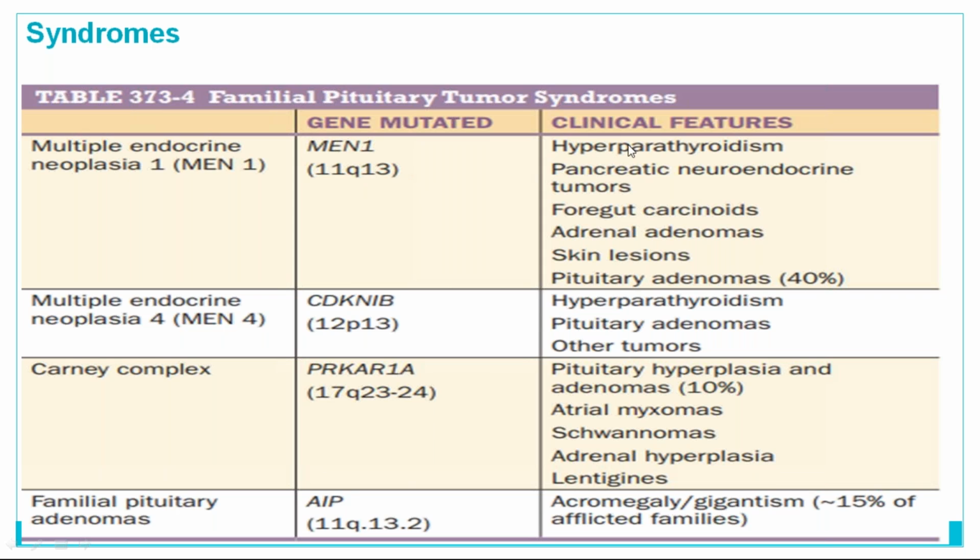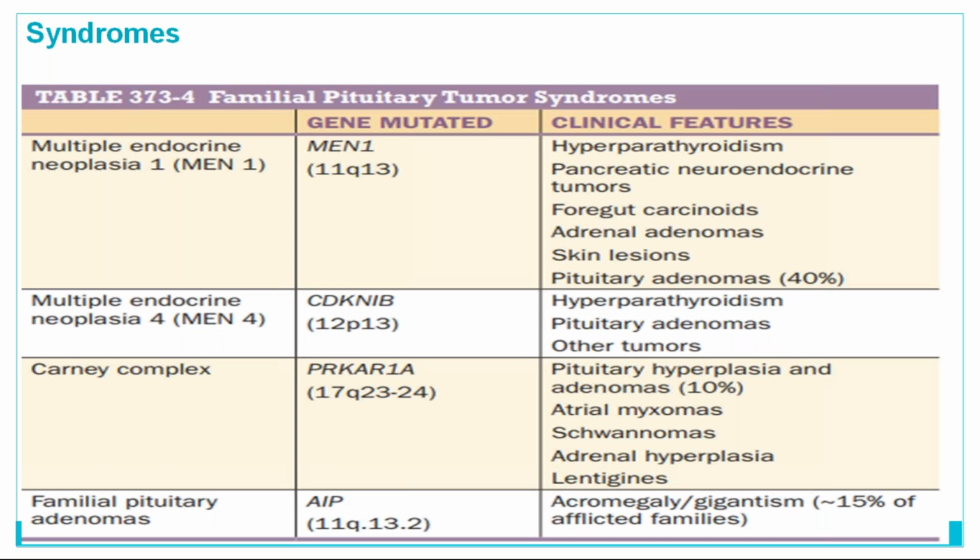Okay. What are the clinical features? What is the triad in MEN1? Can someone answer? MEN1, what are the 3 characteristic features? Medullary carcinoma, hyperparathyroidism. No. Medullary is not there. That is MEN 2. MEN 1 will be hyperparathyroidism, pancreatic tumors, pheochromocytoma. No. Pheochromocytoma is also MEN 2 only.